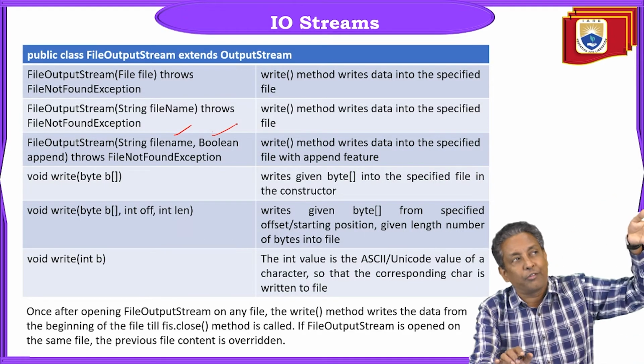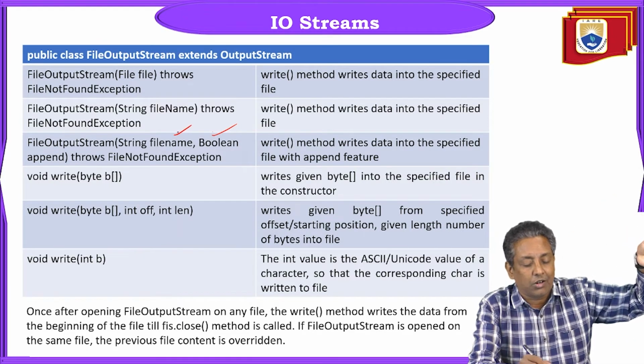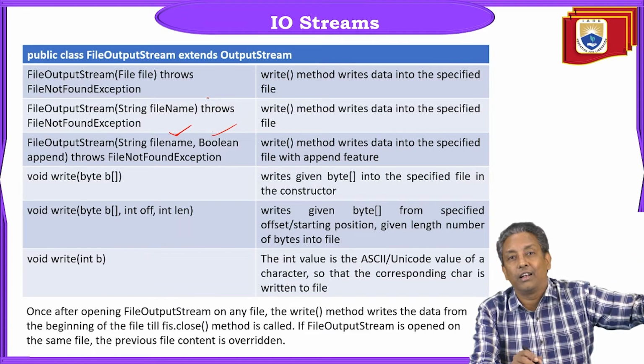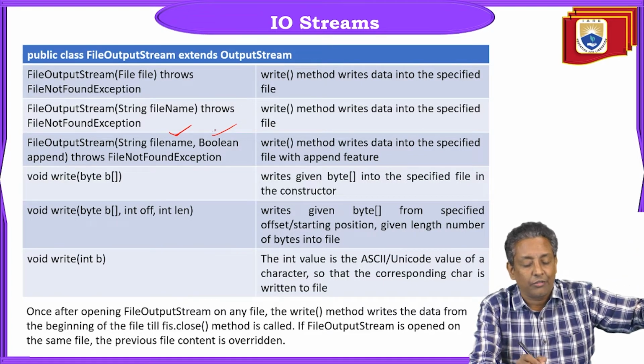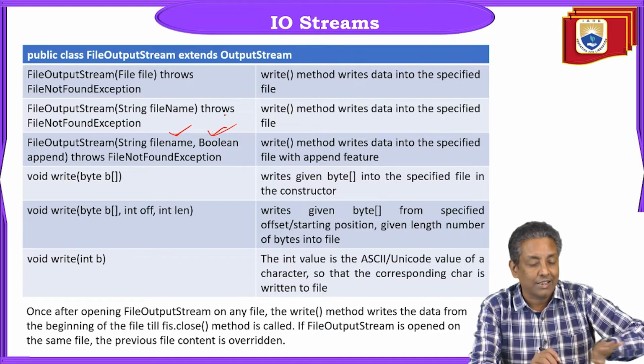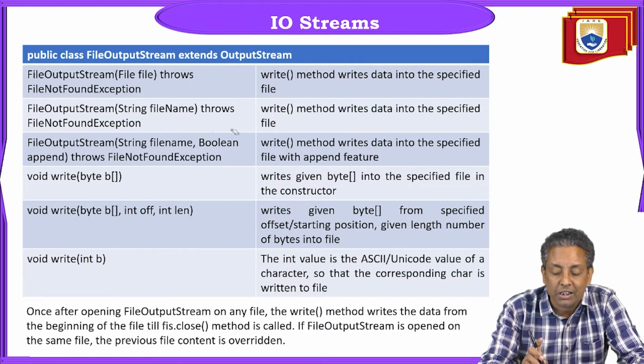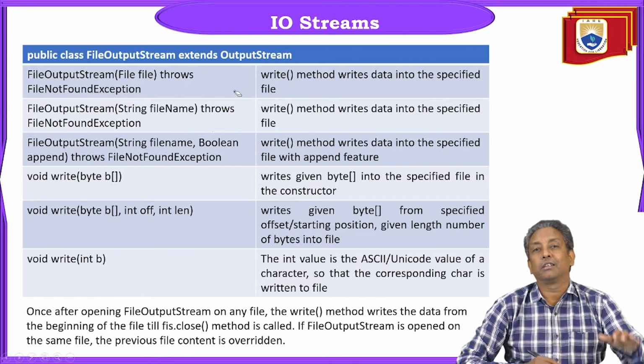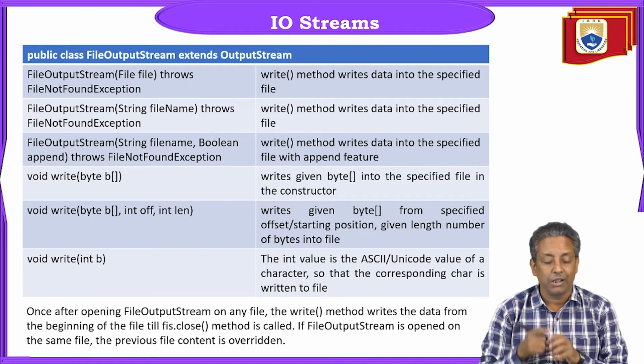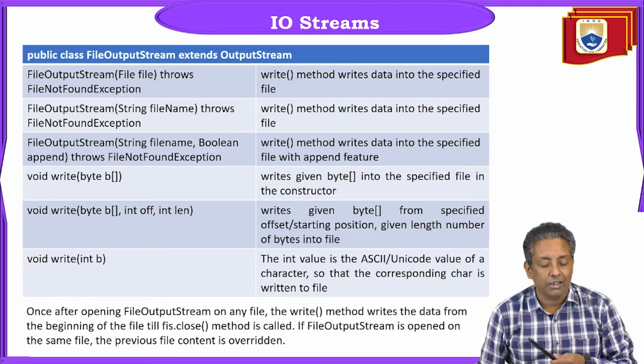So next time if you open a FileOutputStream object on a file already having content, and you give the boolean argument true and start writing, the content will go to the end of the file and be appended. And this special instruction must be made, otherwise the past content will be overwritten. So please be careful. And here also the write method does the same job.